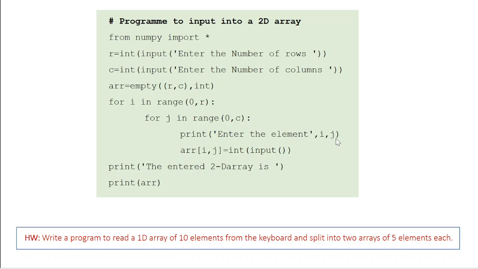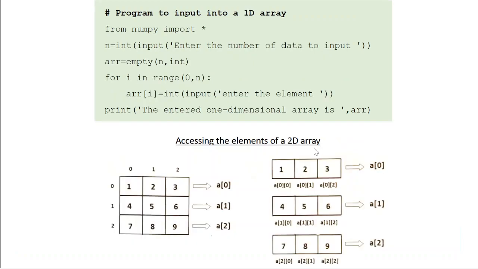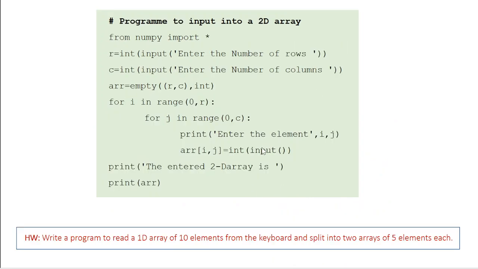now you print, enter the elements I comma J. Okay, so what happens in the first iteration? Here in the first iteration I is 0. Here in the first iteration J is 0. So it's going to display the message, enter the element 0, 0. So what I mean is I am asking the user to enter the element A00, the first element here. Okay. So the first element is entered. So you say array I comma J equal to int input.